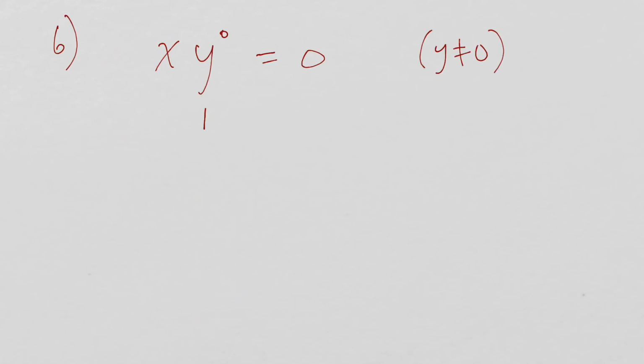Okay, anything to the 0 power is equal to 1 besides 0, and it's saying that y is not equal to 0. So this is x times 1. Is that equal to 0? No. This should be equal to x, so this is not true.